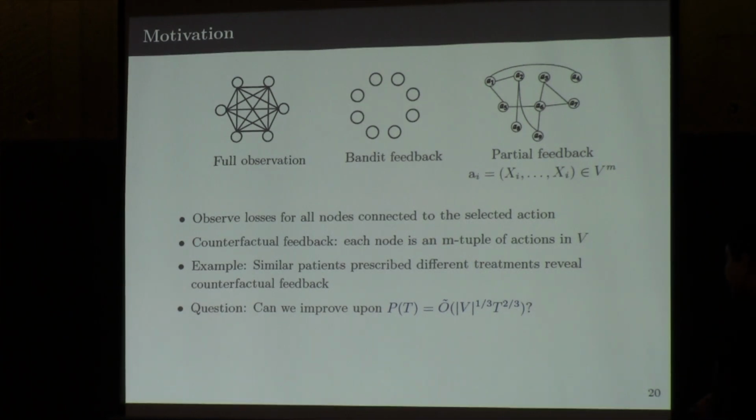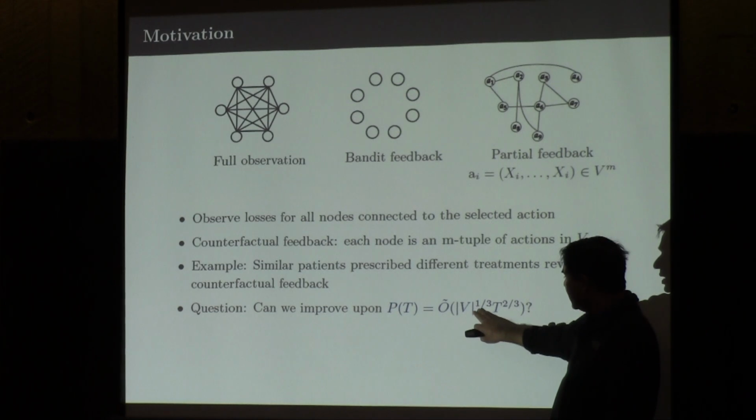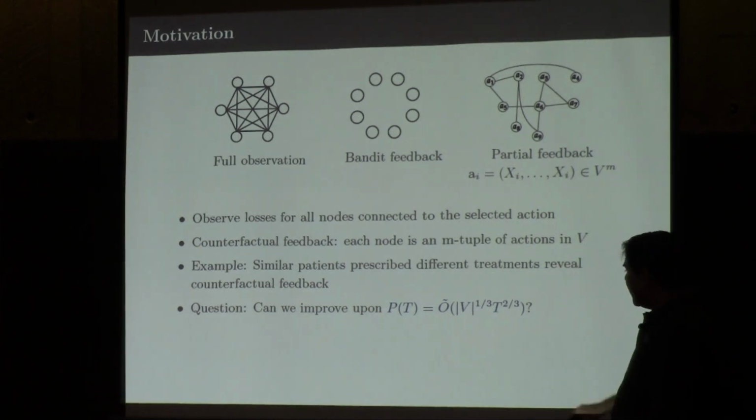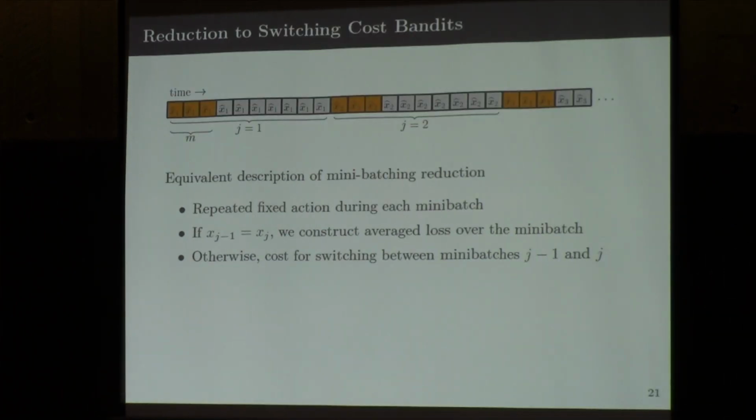And the motivation is, again, as I said earlier on the previous slide, but I'm going to repeat it. In many settings, for example, in healthcare, similar patients, when they're prescribed different treatments, reveal counterfactual feedback about each other. Right? And the question we're going to look at is, can we improve on the policy regret bound that we get from previous results, which has dependence on the size of the action set of 1/3, and dependence on the number of rounds of 2/3? Okay.